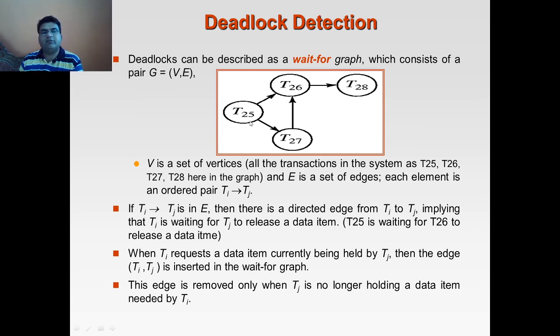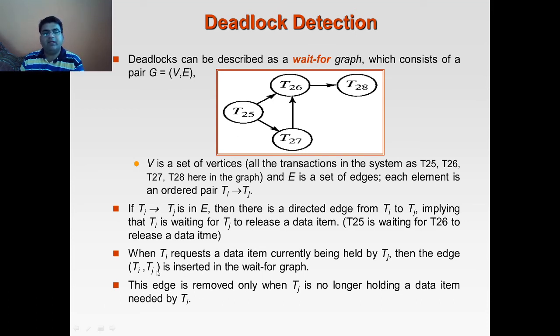So assume, if we take this example, that T26 already holds a data item, let's suppose A, and the same data item is requested by transaction T25 for some suitable updation. So this arrow means that transaction T25 is waiting for a data item that is currently held by T26, and the same applies to all the others. So after checking all the transaction instructions of a particular schedule, we can make a wait-for graph.